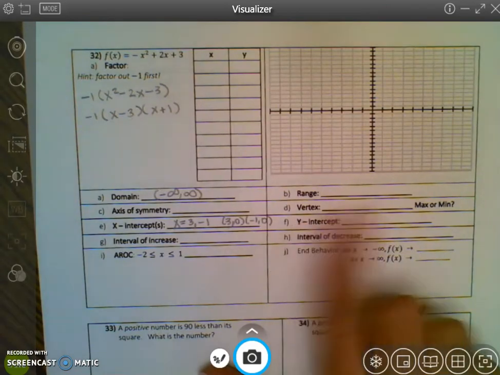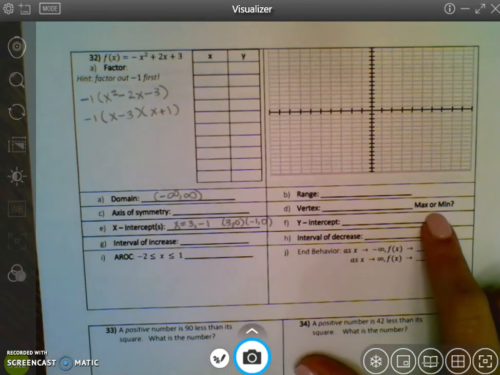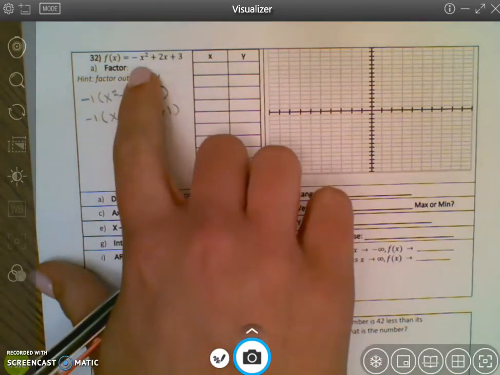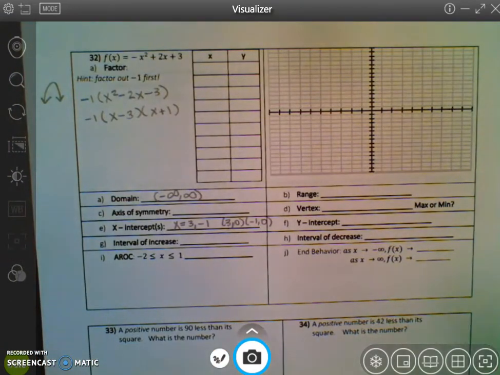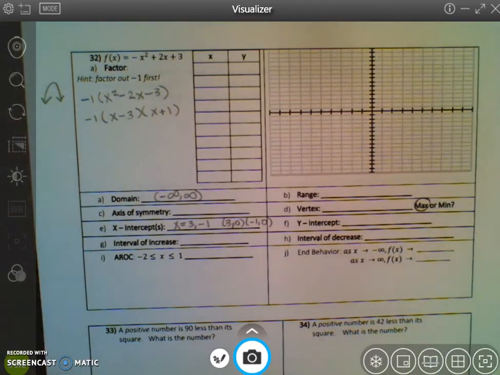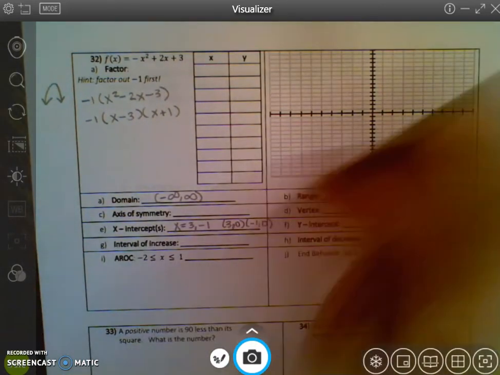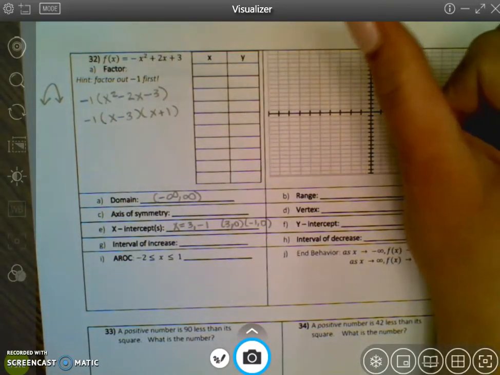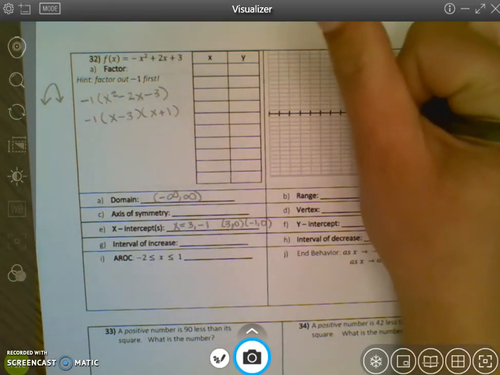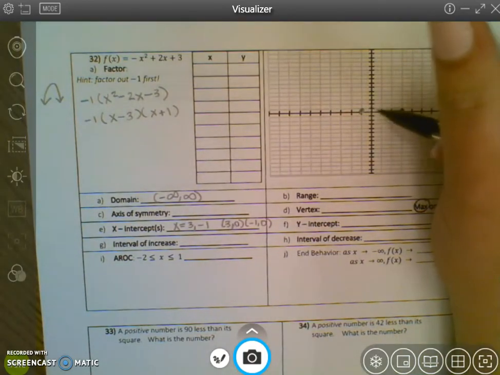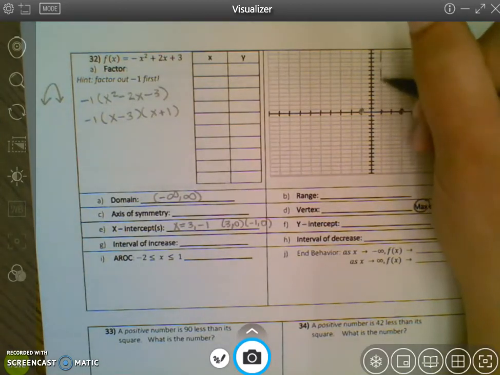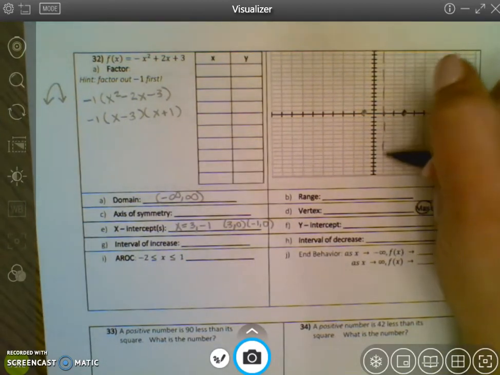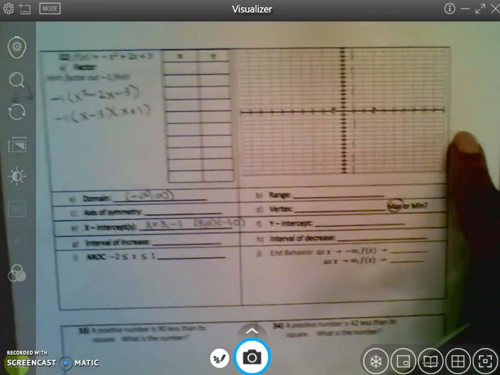I don't really know anything else yet. I do, however, know, will this be a max or a min? Is this facing up or facing down? This right here is facing down, so I automatically know it should be a max. Okay, let's go ahead and plot my x-intercepts. 1, 2, 3, and -1. There's 1, 2, 3, 4 hops in between. So my axis of symmetry should be going through 1.